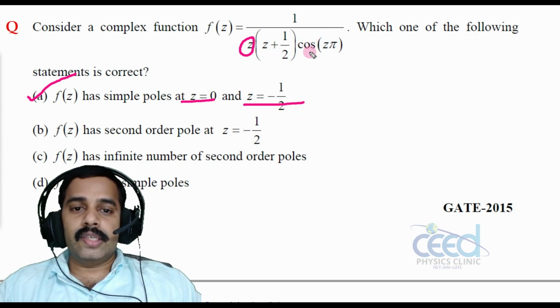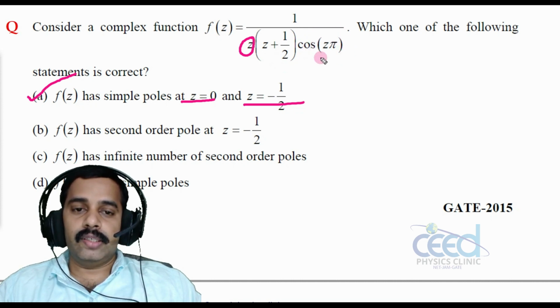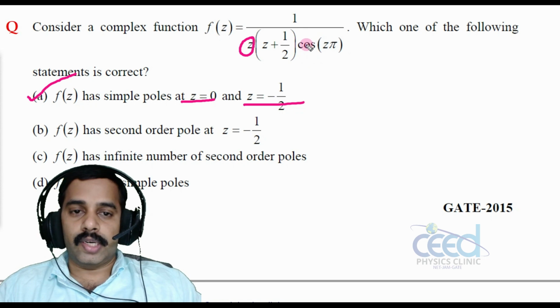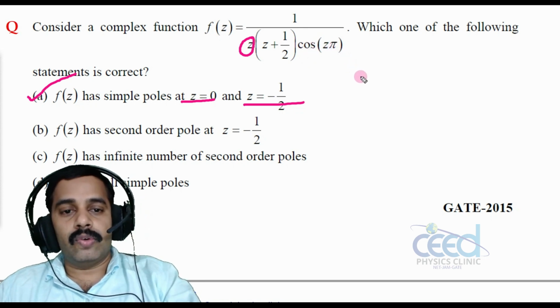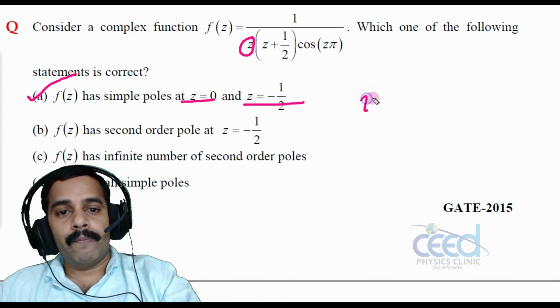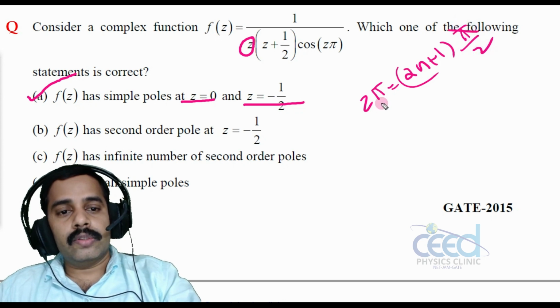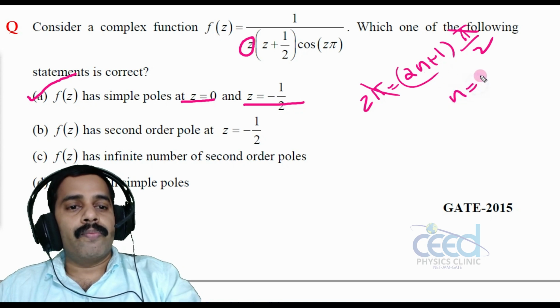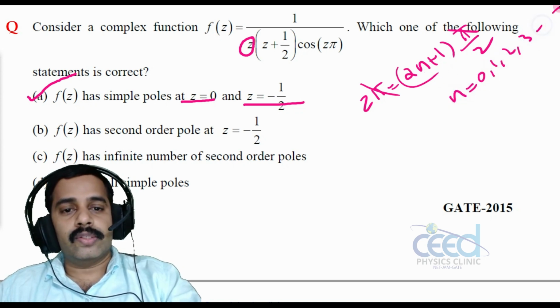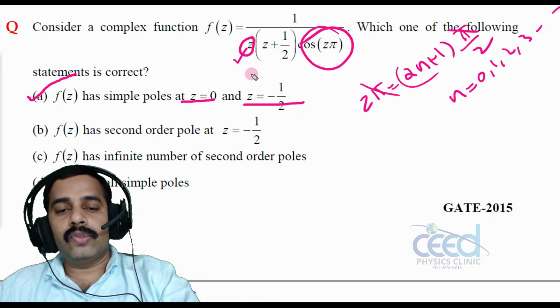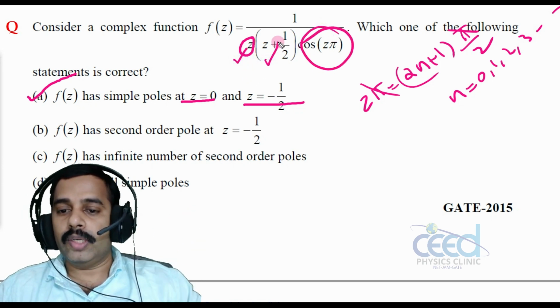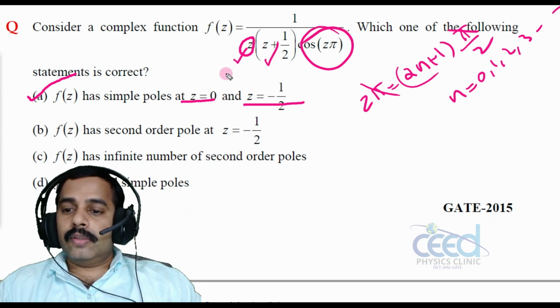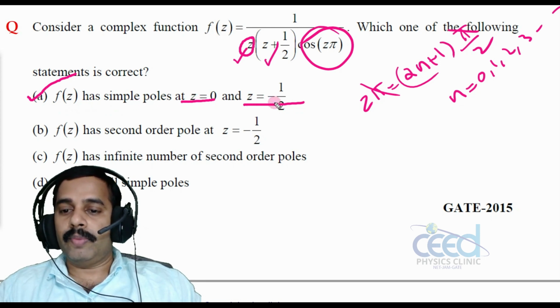So this cos pi z has an infinite number of zeros, right? When cos z pi is equal to 0, that is z pi equal to 2n plus 1 into pi by 2. So z is equal to 2n plus 1 by 2, where n is equal to 0, 1, 2, 3, etc. So this is an infinite set of poles, but z equal to 0 and z equal to minus 1 by 2 are simple poles, right? So the correct option is: f of z has a simple pole at z equal to 0 and z equal to minus 1 by 2. All right.